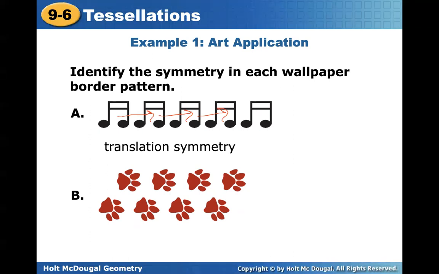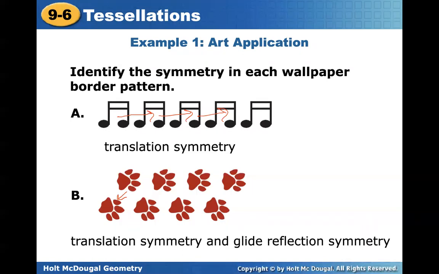And for the dog prints, could we slide these on top of each other? Yeah, sure could. Could we reflect them? Yeah, they're pretty symmetric. If we reflect this over a certain line, we could probably get them to reflect. Or we could glide them and then reflect them. So I think we got translation and we have some glide reflection. So we could slide it over and reflect it also.